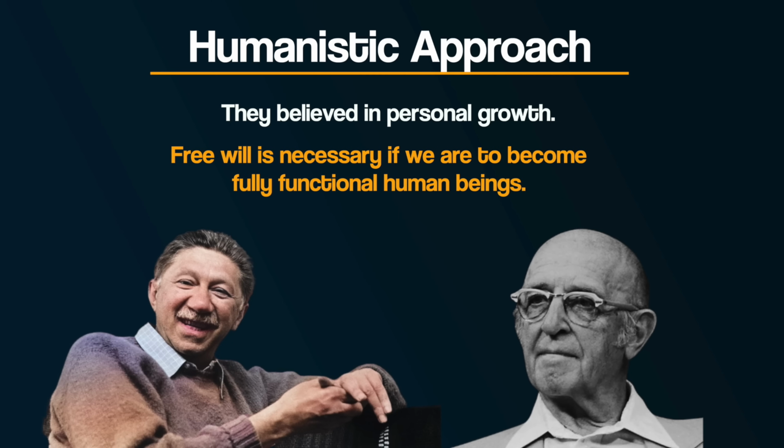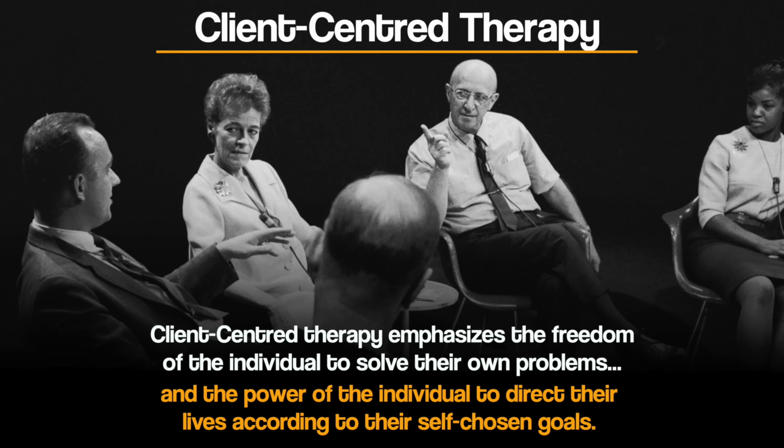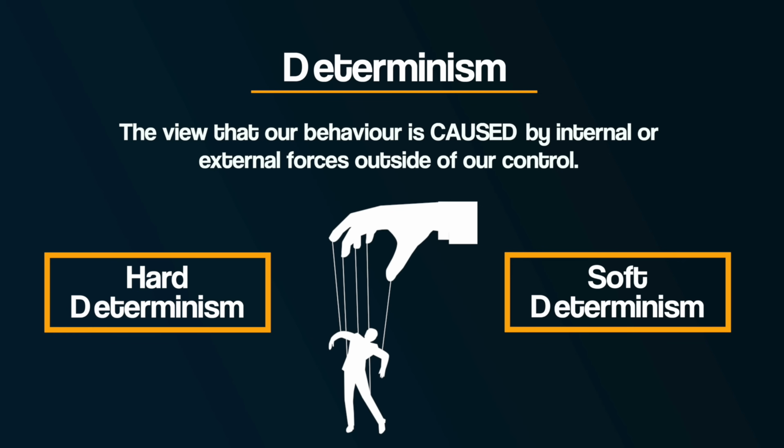For example, in the humanistic approach, Maslow linked free will to self-actualization, while Rogers saw it as essential to personal growth, emphasizing client responsibility and autonomy in his client-centered therapy. There are different types of determinism that you need to know.